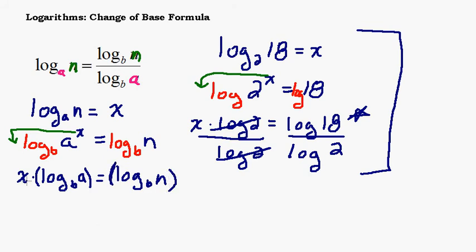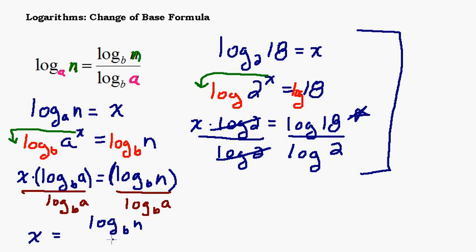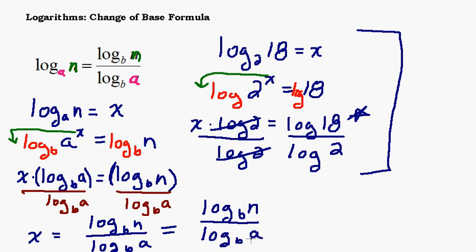So if I want to solve for x, I need to divide by this number, log base b of a. So I'm going to divide both sides by log base b of a. What does that give me? That gives me x equals log base b of n over log base b of a. Sorry, I'm running out of room there. Let me write that a little bit better. This is sort of the grand finale here: log base b of n over log base b of a. So that equals x.